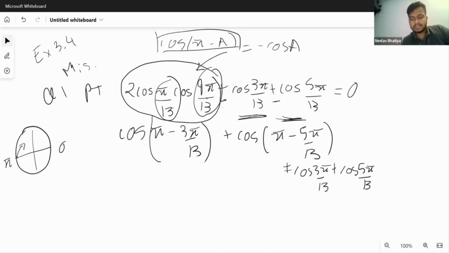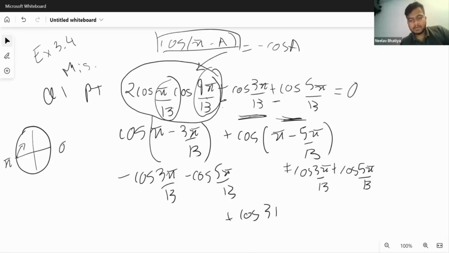So this in essence would reduce to minus cos 3 pi by 13. And this, using the same formulation, would reduce to minus cos 5 pi by 13. This entire exercise might seem very tedious to you right now, but trust me, if you do this, you'll be able to articulate your answers much better.